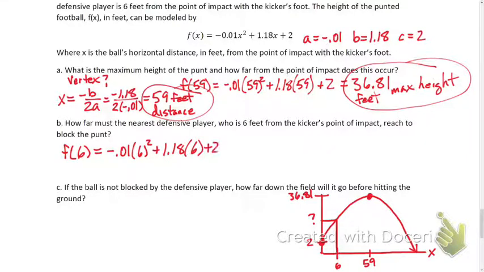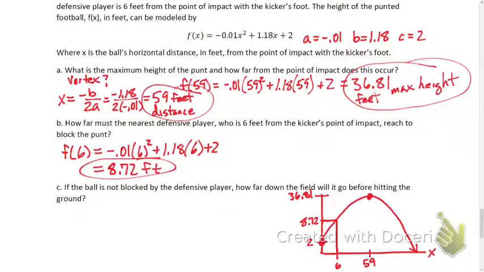So let's type that in. And we see it is 8, oops, that looks ugly, 8.72 feet. So instead of a question mark there, let's write 8.72 feet. It's not to scale, sorry about that, but hopefully you get the right idea. All right, lastly, if the ball is not blocked, how far will it go?